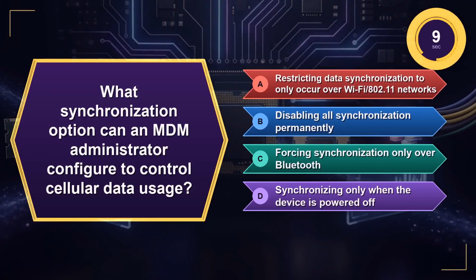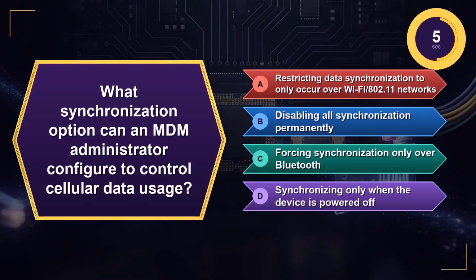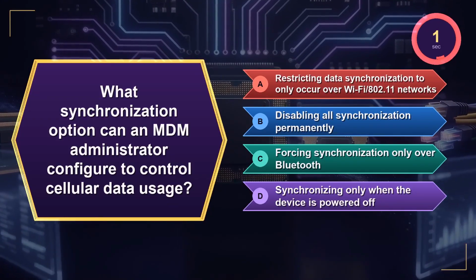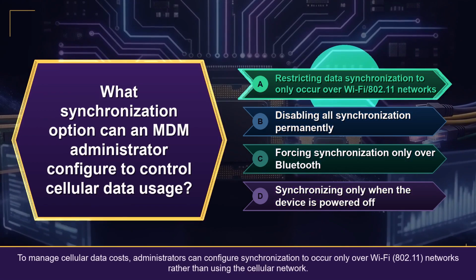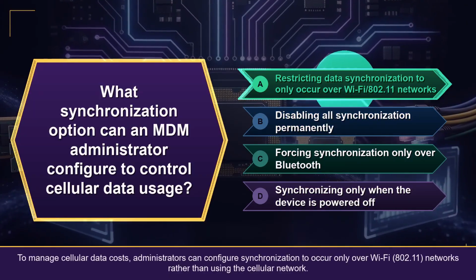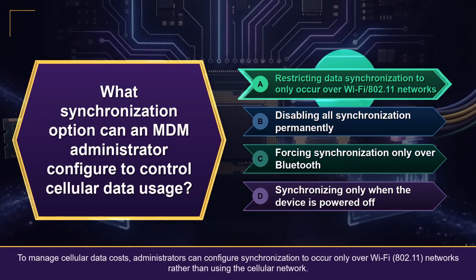What synchronization option can an MDM administrator configure to control cellular data usage? To manage cellular data costs, administrators can configure synchronization to occur only over Wi-Fi 802.11 networks rather than using the cellular network.